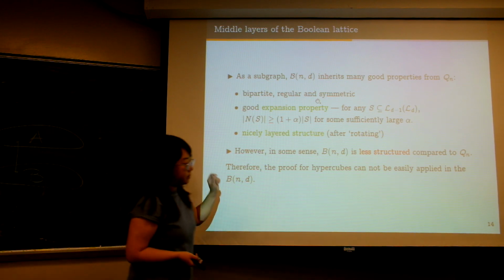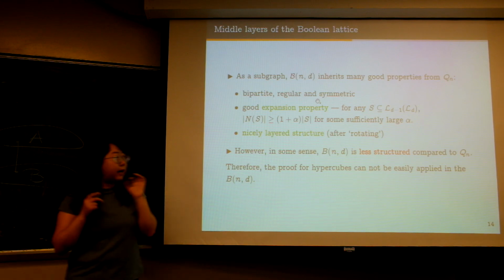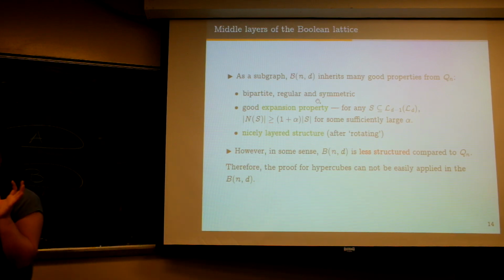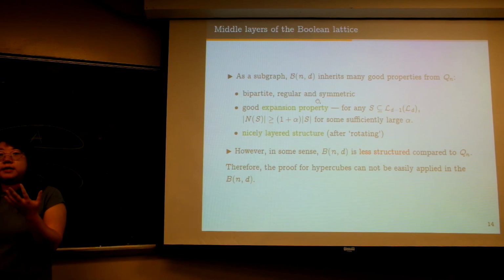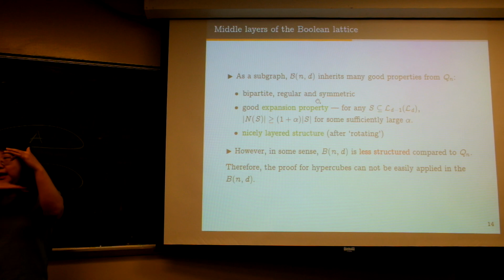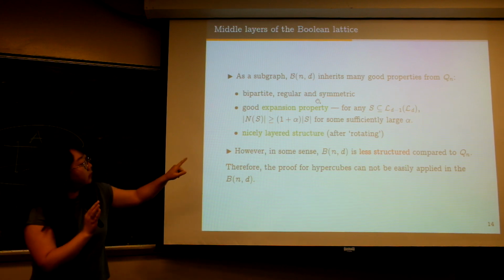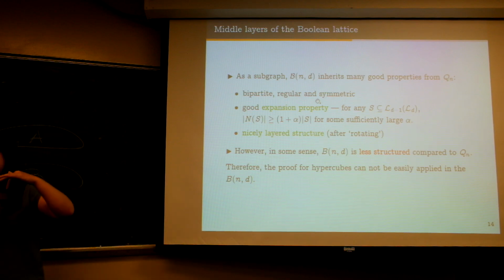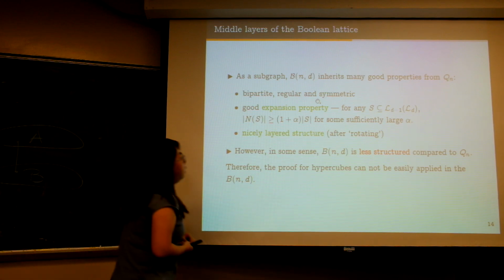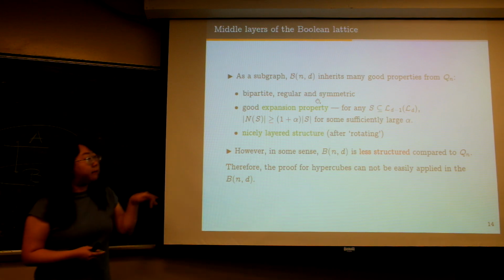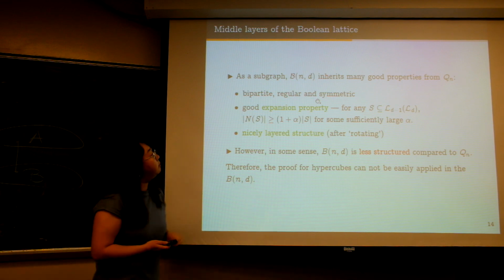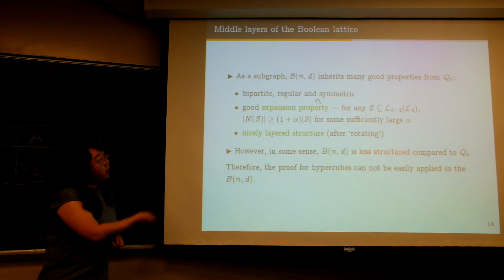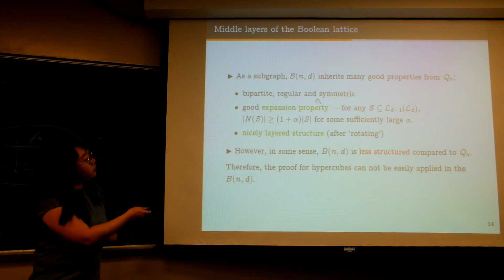However, in some sense, the middle two layers are less structured. It's more sparse compared with the hypercube because, as I said, the middle two layers have almost the same number of vertices as the hypercube, but the degree is cut by half. The hypercube has degree n, but the middle two layers have degree d, which is cut by half. So the proof for the hypercube cannot be easily applied to the middle two layers, even though it's just a nice subgraph. So it's not a trivial problem.